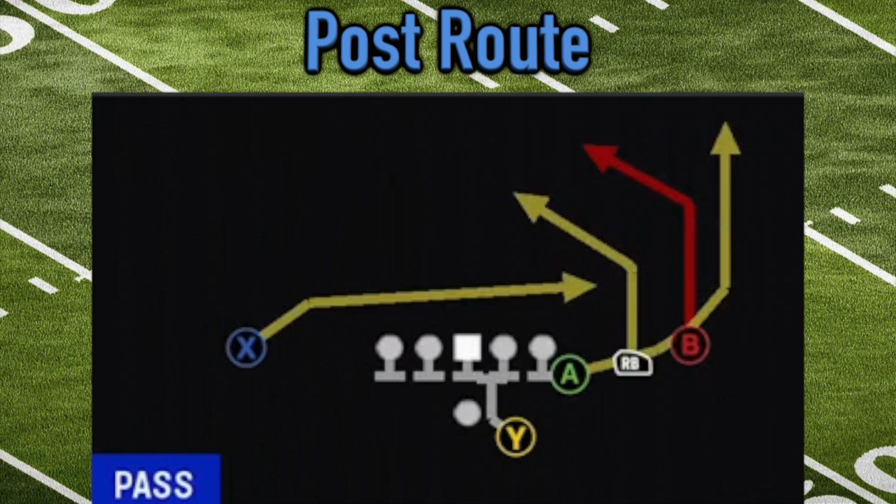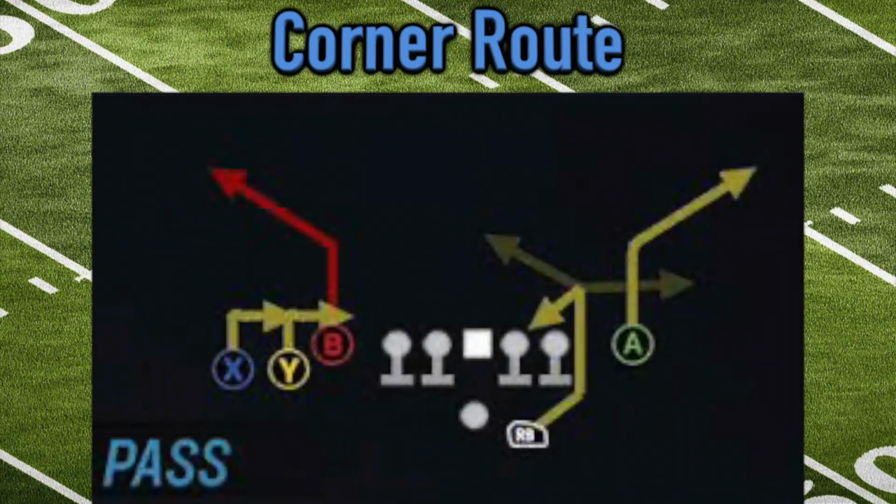We have the post, B and RB both running a post here. It's a deep route where the receiver builds up speed and then slices in towards the deep middle of the field. The opposite of that is the corner route represented by A and B. This time the receiver runs straight and breaks off towards the corner of the end zone.